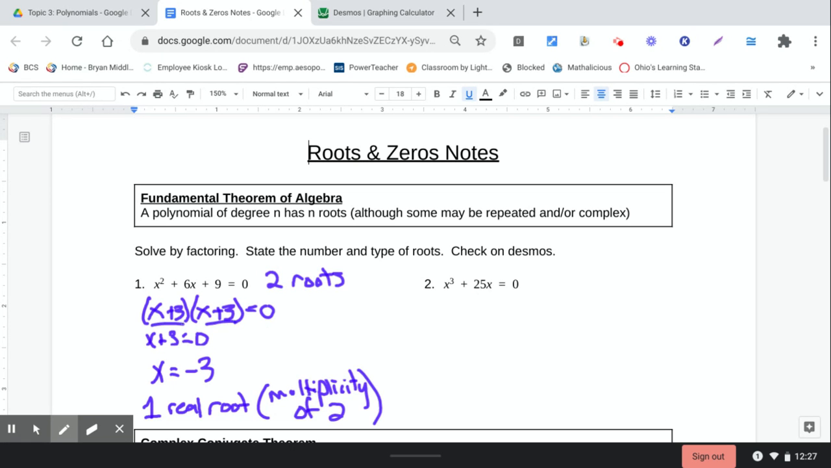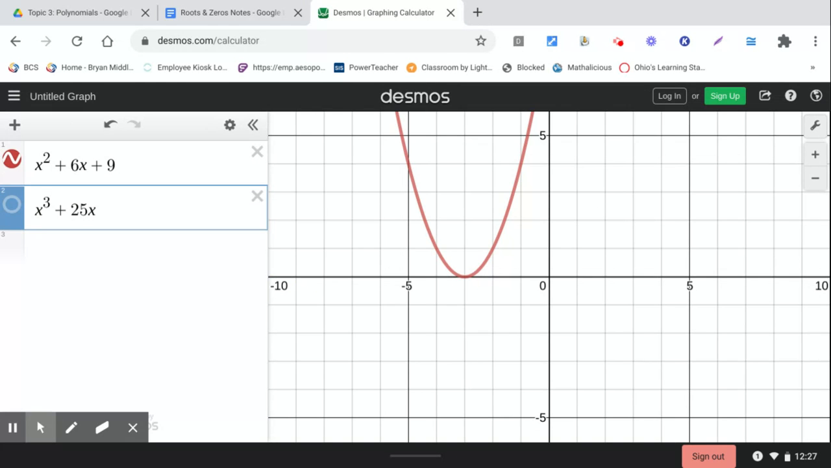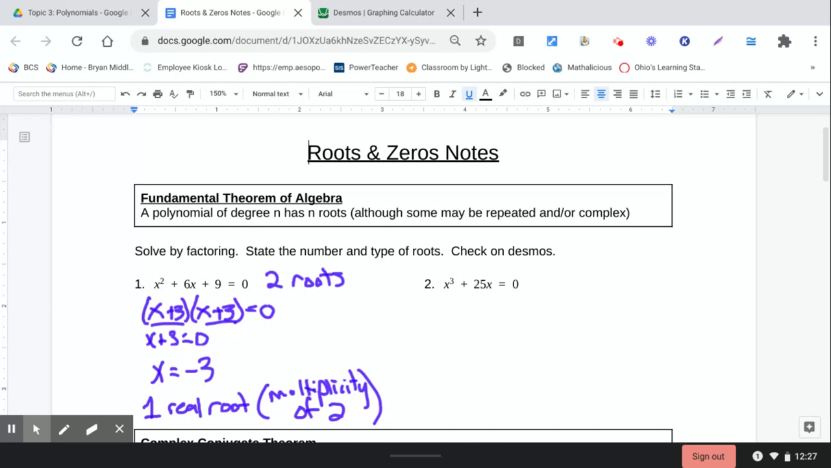It happened twice. And then we want to check this on Desmos. I already graphed this on Desmos. Here it is. So we have our root at negative 3. It's a repeated root, so you only see it once, but there it is. All right, let's check out this next one.